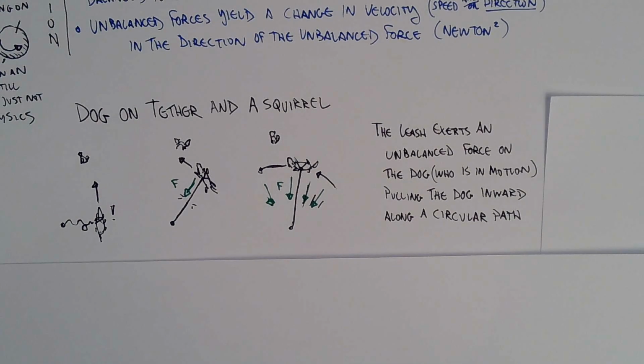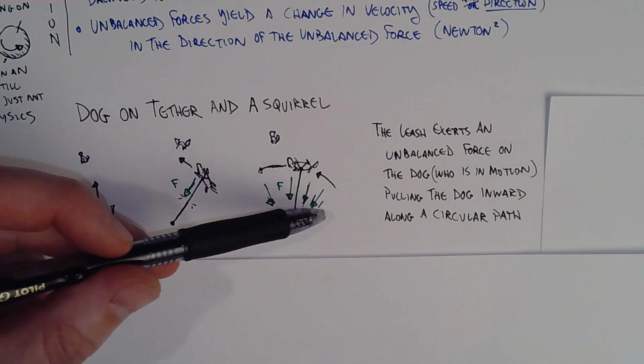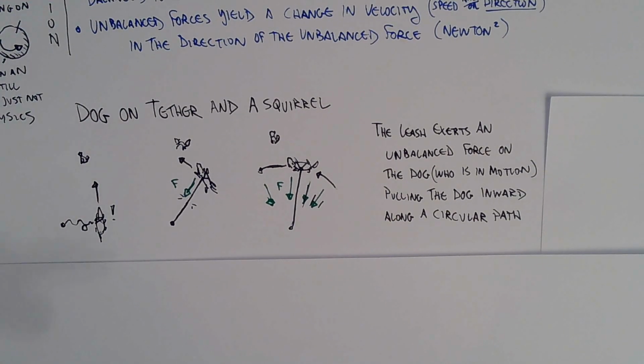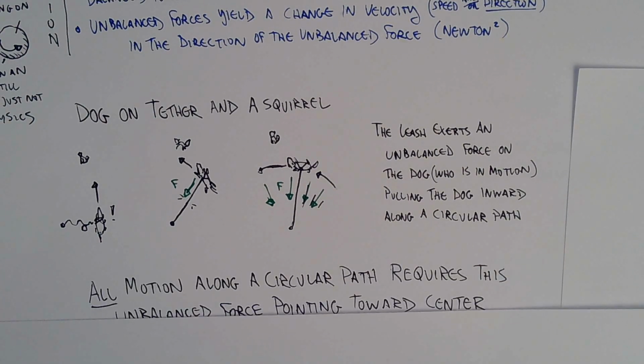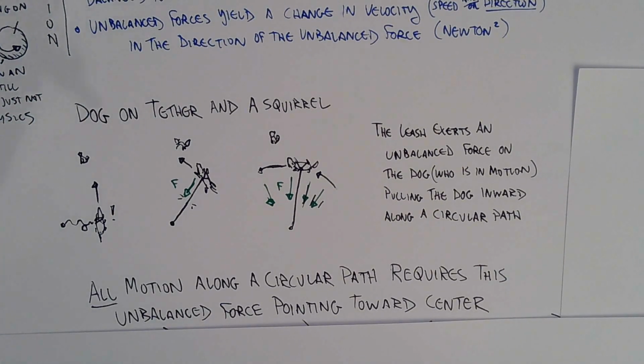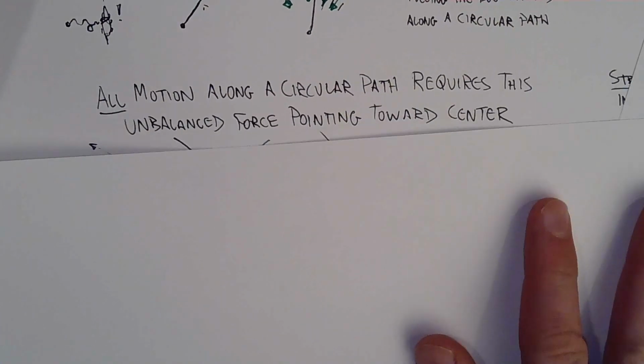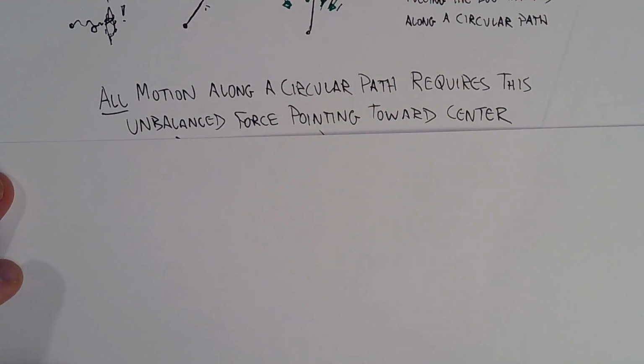Anytime we have circular motion, you're going to need to have this special force, this force that's always pulling towards the center. Now, these motions can look very different from each other, and it doesn't really matter what's causing the force. What matters is the idea that the force is always acting toward the center. So let's take a look at a bit of a plethora, if you will, of circular motion. All motion along a circular path requires this unbalanced force acting toward the center.